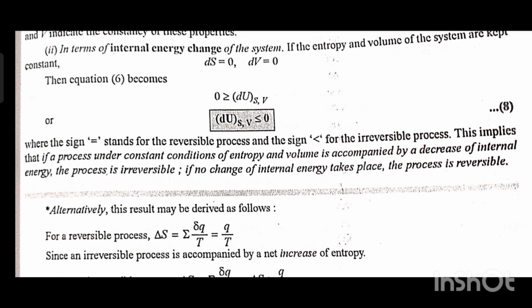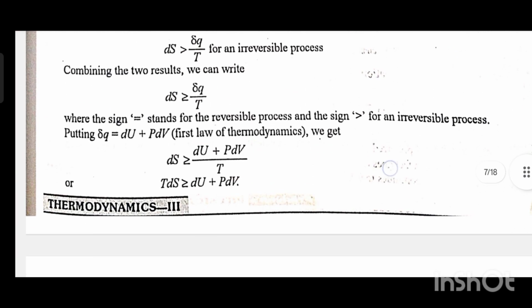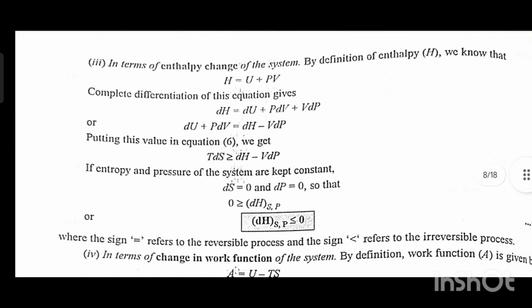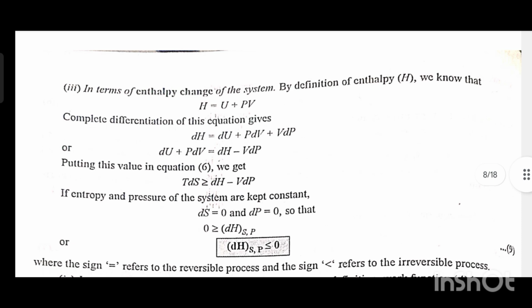This implies that if a process under constant conditions of entropy and volume is accompanied by a decrease of internal energy, the process is irreversible. If no change in internal energy takes place, the process is reversible.